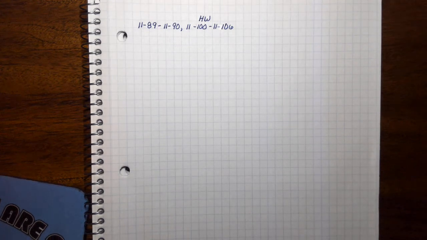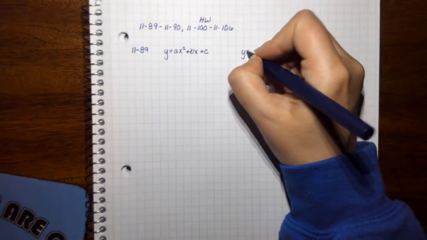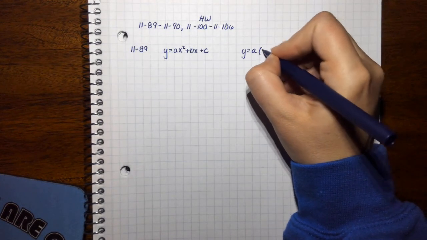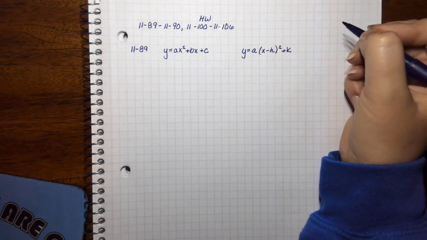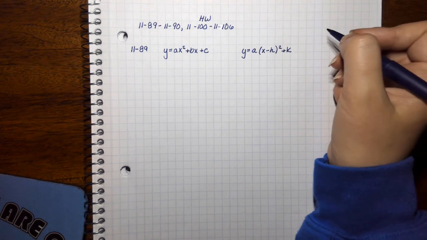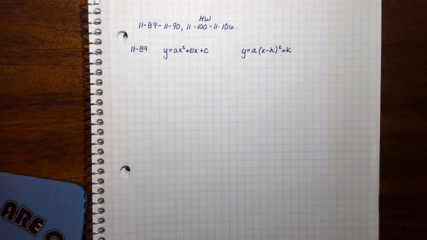It says, in your work with parabolas, you've developed two forms for the general equation of a quadratic function: y equals ax squared plus bx plus c, and y equals a(x minus h) squared plus k. What information does each equation give you about the graph of a parabola? Be as detailed in your explanation as possible. When is each form most useful?